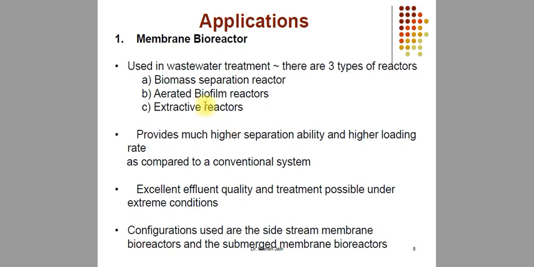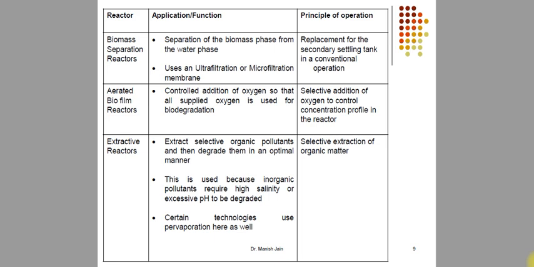So there are three different types of biological reactor used, especially in wastewater treatment: biomass separation reactor, aerated biofilm reactor, and extractive reactor. They provide much higher separation ability and high loading rate compared to the conventional system, excellent effluent quality, and treatment possible under extreme conditions. And the configuration, as I explained, might be the side stream membrane reactor and the submerged membrane reactor. So I will explain the different applications one by one.